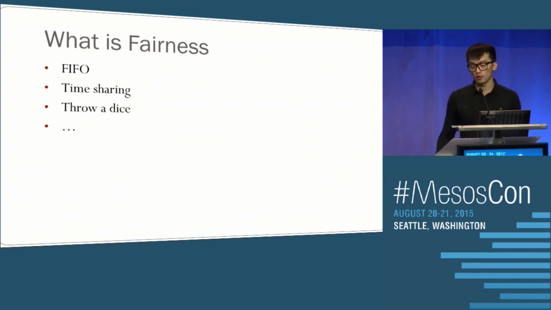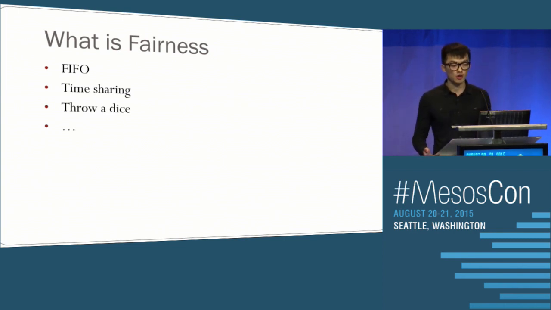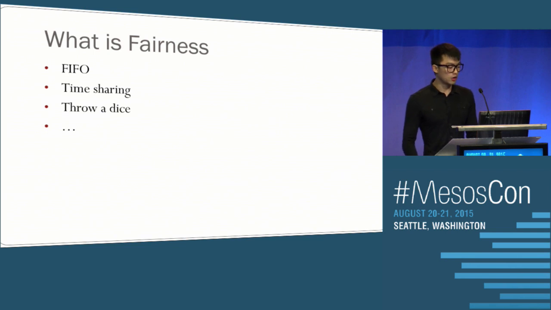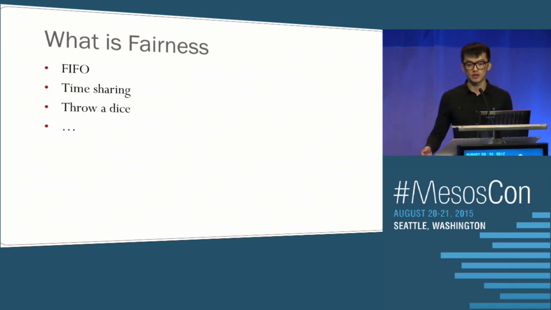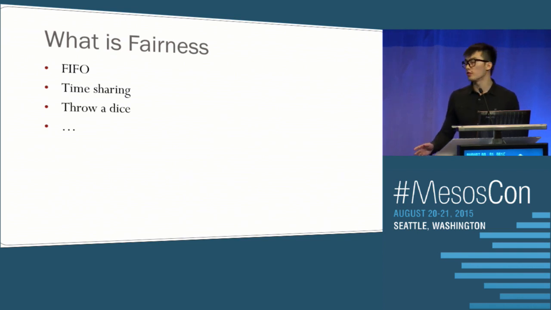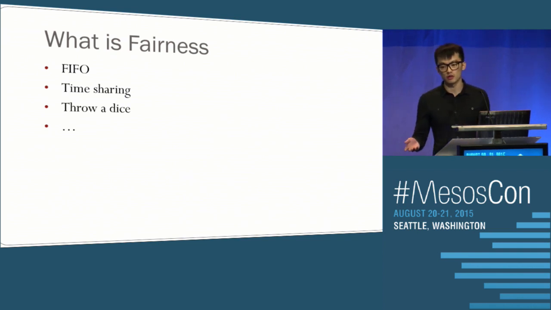Time sharing is another way to achieve fairness. For instance, in our case, we can partition a day into 1 hour chunks, and we can fairly share the cluster among 24 researchers by giving each of them 1 hour to use the cluster. Or we can throw a dice every morning and decide who's going to use the resources depending on the output of the throw. So these are all different kinds of definitions of fairness, and they are all fair according to their own definition.